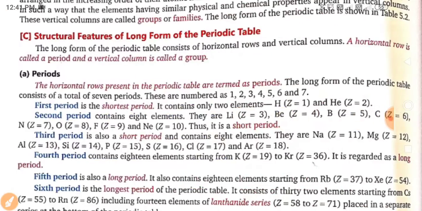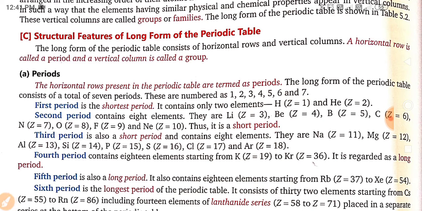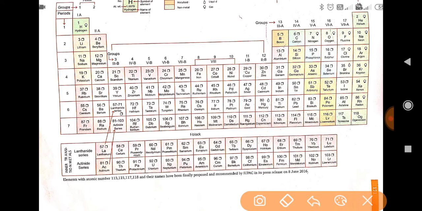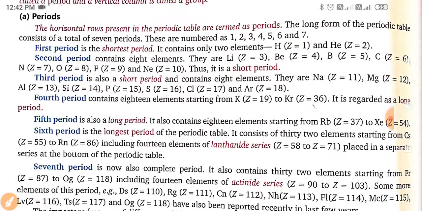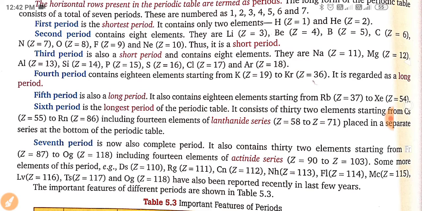Now the third period is also a short period and contains 8 elements. These are sodium, magnesium, aluminum, silicon, phosphorus, sulfur, chlorine and argon. Okay, understood till here? The fourth period contains 18 elements.